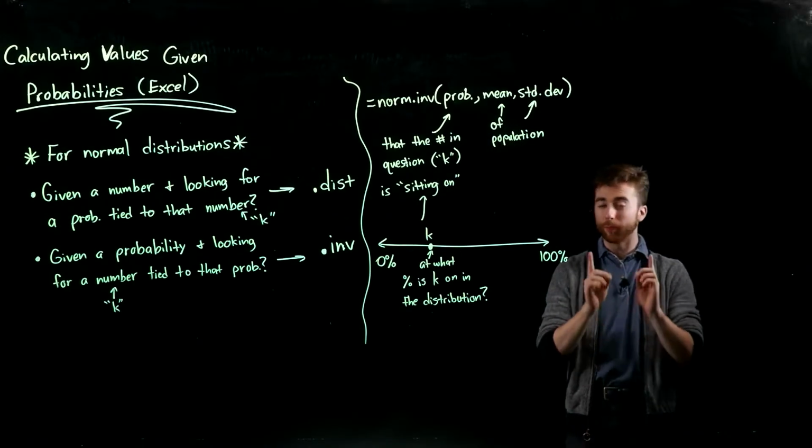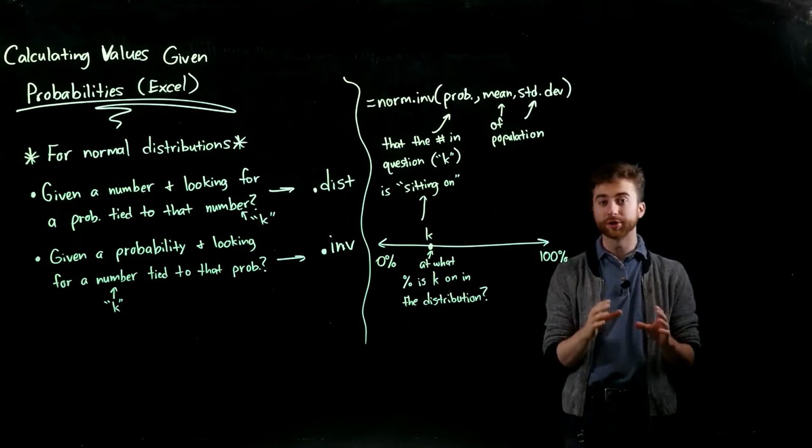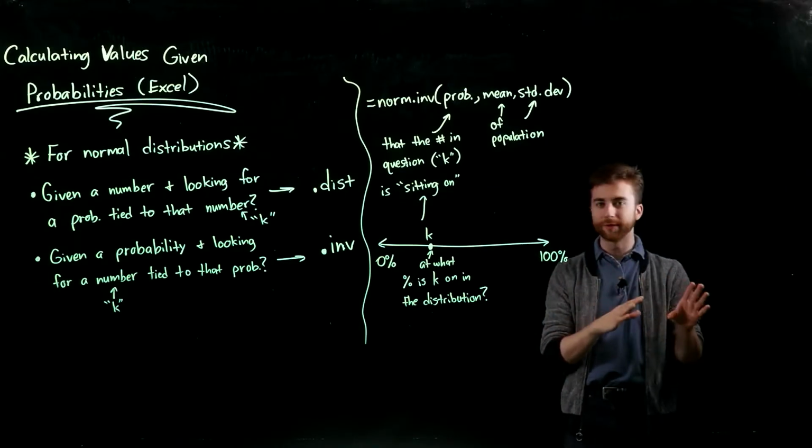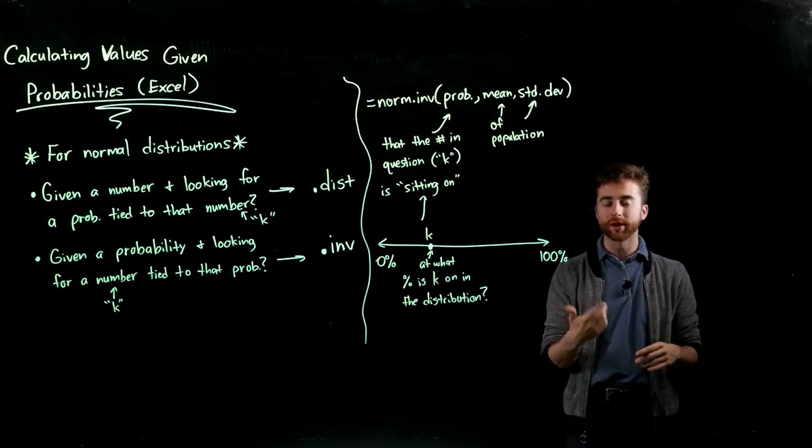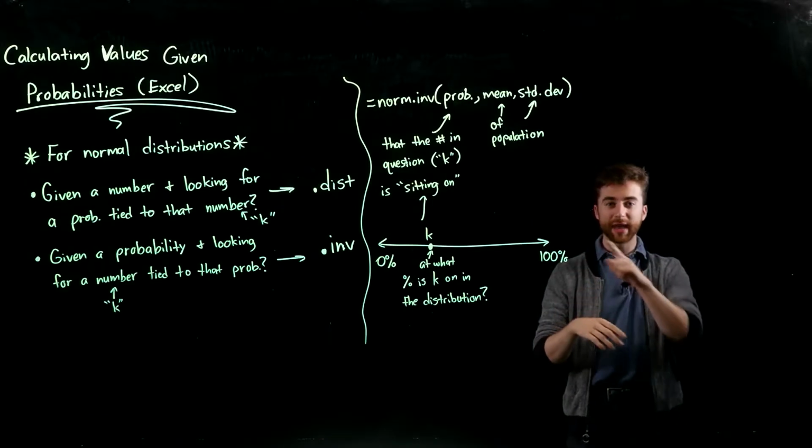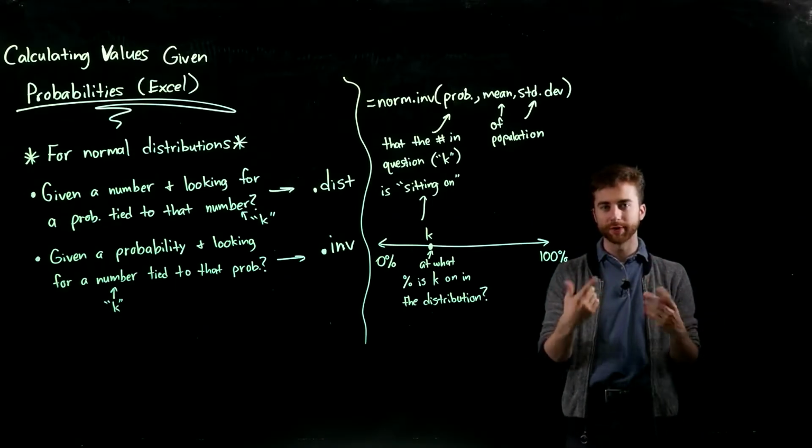Today we're going to look at how to calculate a value given a probability in Microsoft Excel. One quick note is that this is for normal distributions only. If there's another function for a different type of distribution, that's not what we're talking about right now. This is just dealing with that bell-shaped curve, the normal distribution.